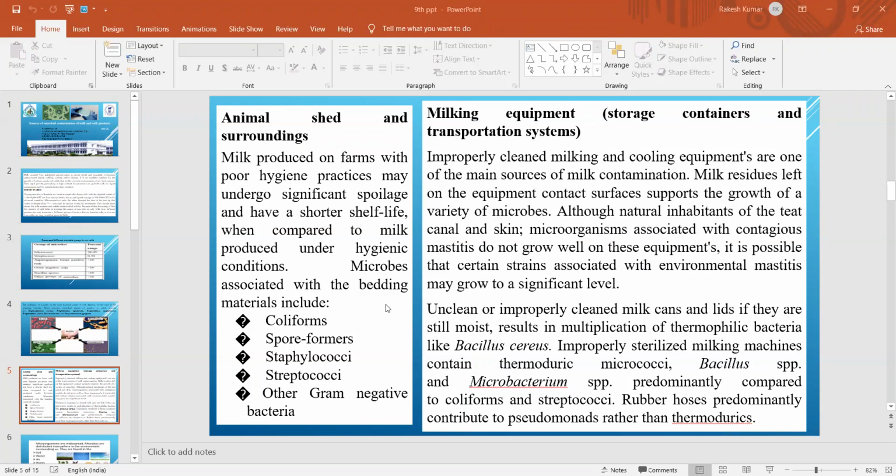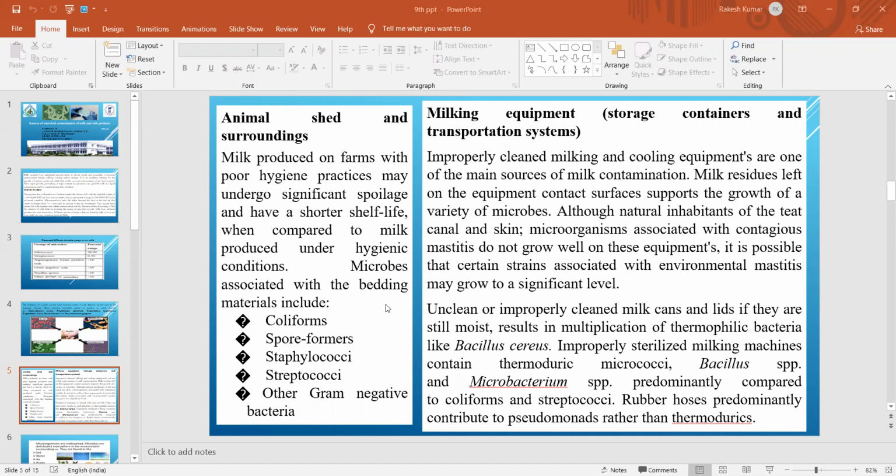So you have an idea about the different types of microorganisms. What are the sources? What type of contaminants are there in the bedding material of your animal? Then what microorganisms are generally present as a contaminant from air, from equipment, from human handlers?